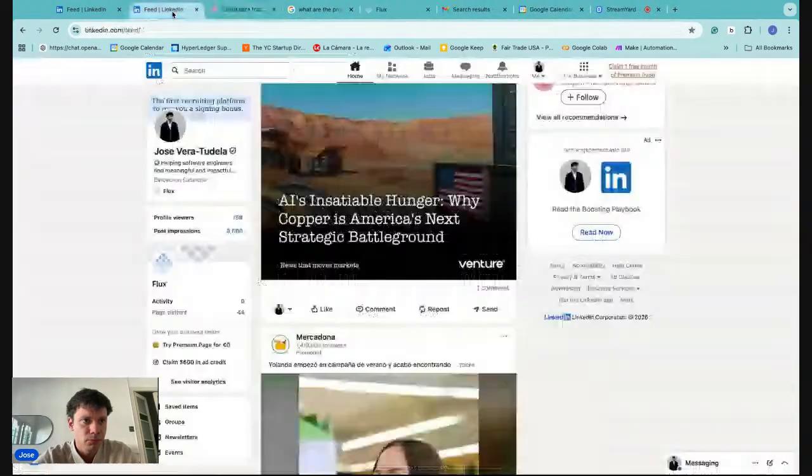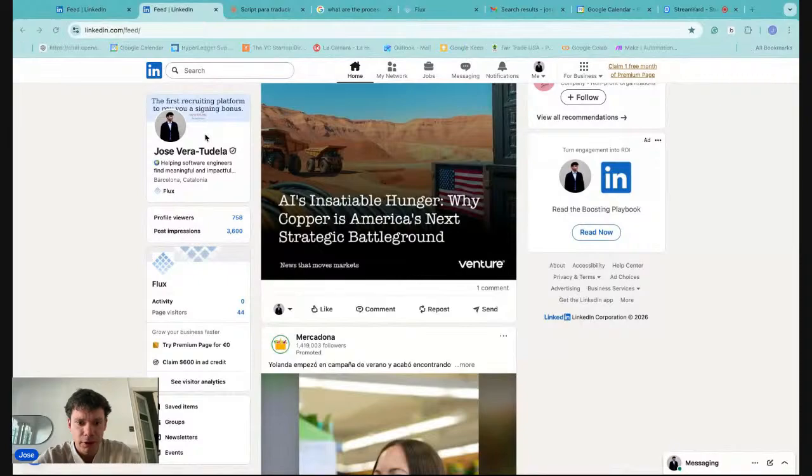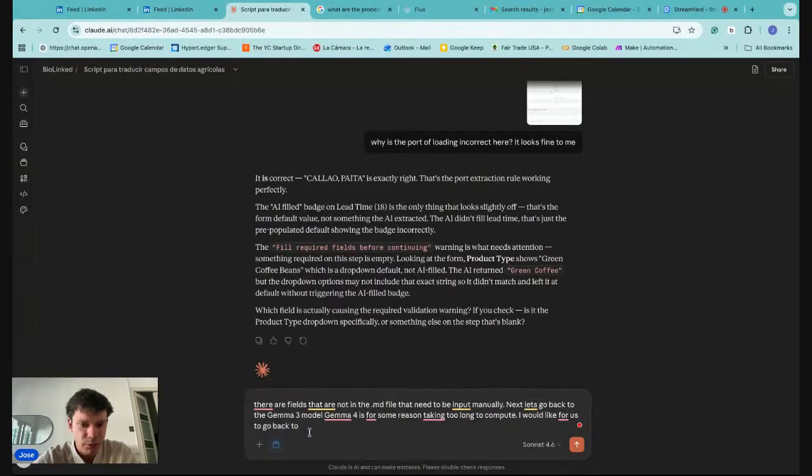Okay, where are we at? Okay, we needed to change this model to model 3.